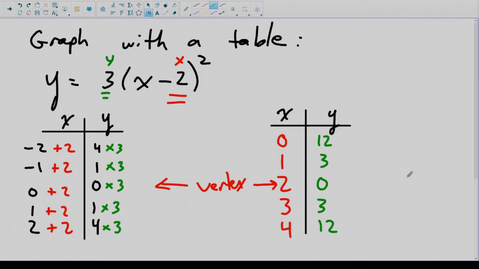And I'm going to leave you to visualize what that graph would look like. What would the graph look like if it was moved to the right by 2? It's positive, so it hasn't flipped upside down. The a value is positive, okay? And it is stretched. So what would that look like?